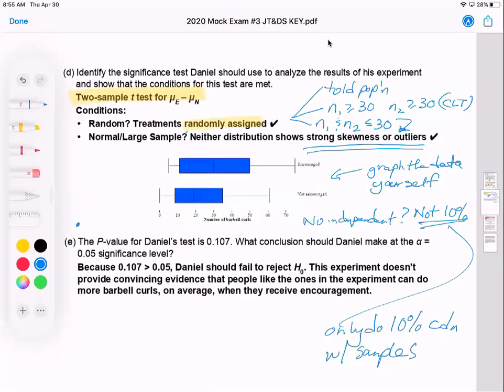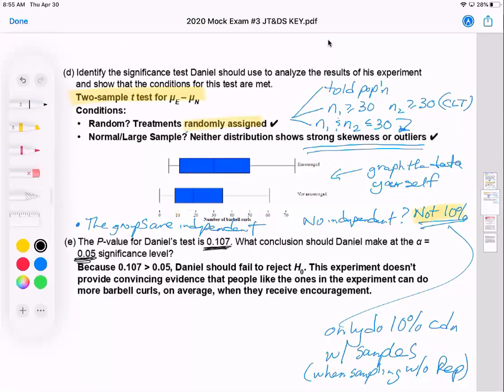You could also include that the groups are independent. That wouldn't be wrong to include. It'd be good to include. But the thing that you would not want to include is the 10% condition. It would not apply here. And again, we only check the 10% condition when sampling without replacement, which we're not doing here. We chose volunteers. And then lastly, E, the p-value for the test was a very large p-value.